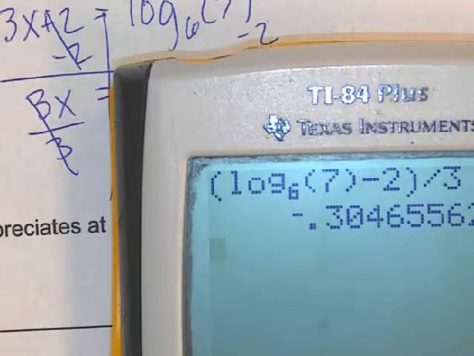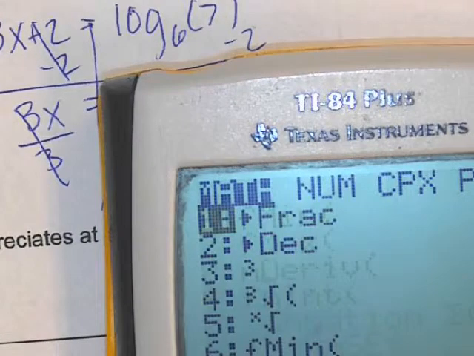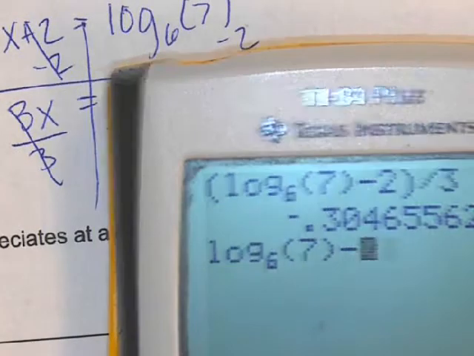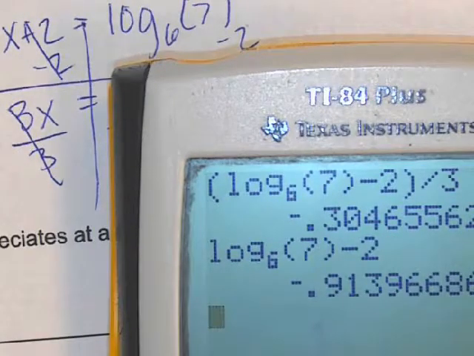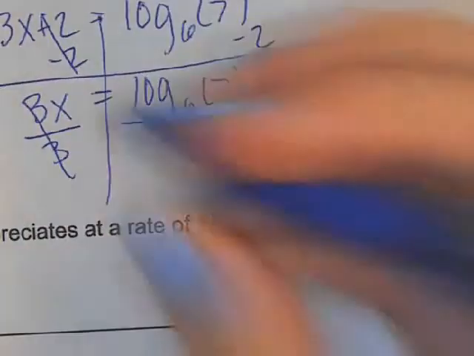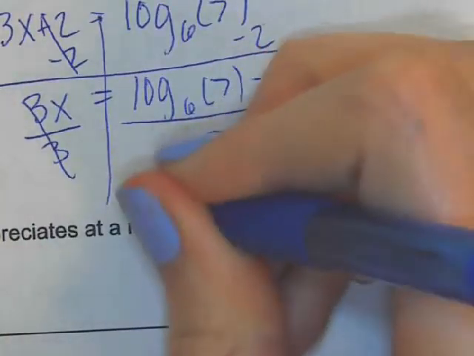Okay, another way that some of you probably did is you could have done log base 6 of 7 minus 2, pushed enter, and then take that answer and divide by 3. But that's 2 steps when you could have done it in 1. So the answer is negative 0.30.